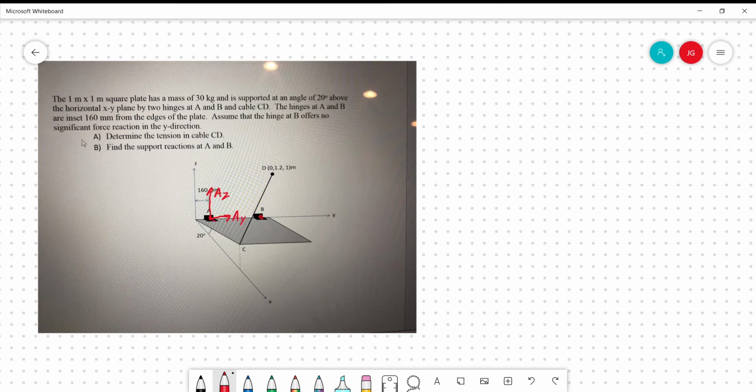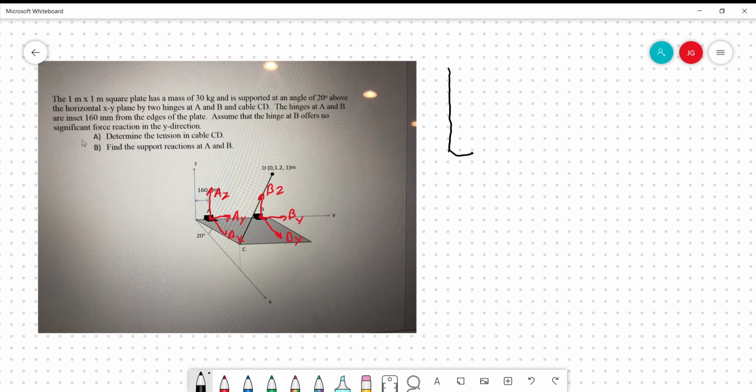AY, and AX, right? And same thing here, this is going to have a support force BZ, and this is BY, and then it's going to have BX, right? And it's being supported at 20 degrees above. So basically, if we viewed it from the side, it would look something like this. I'm just going to draw the Z and X planes.